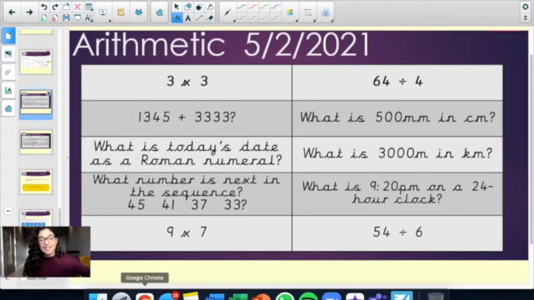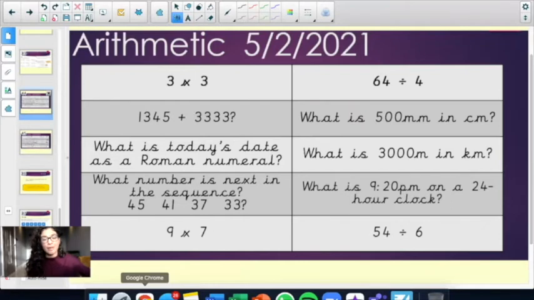For your arithmetic today, the questions are as follows. 3 times 3. 1,345 plus 3,333. What is today's date as a Roman numeral? What number is next in the sequence? 45, 41, 37, 33. 9 times 7.